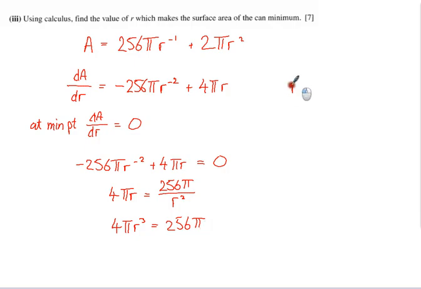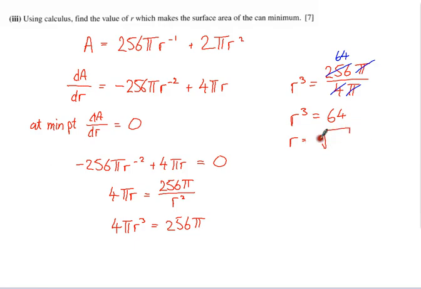Or r cubed is equal to 256 pi divided by 4 pi. Again, pi's cancel. 4 goes into 256 64 times. So r cubed equals 64. r is equal to the cube root of 64. Now again, this is a non-calculator paper. They're not going to pick a really difficult value for this. Cube root of 64 is 4. So the radius is 4 centimeters.